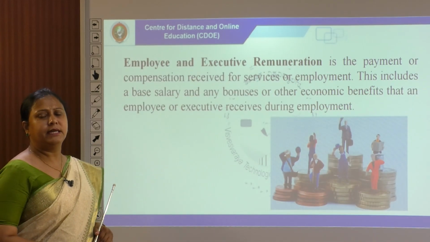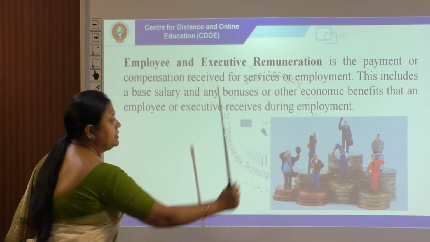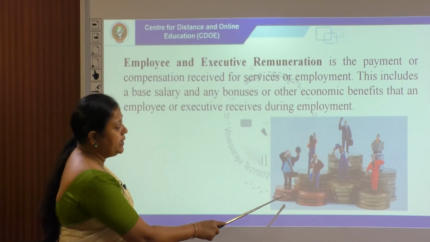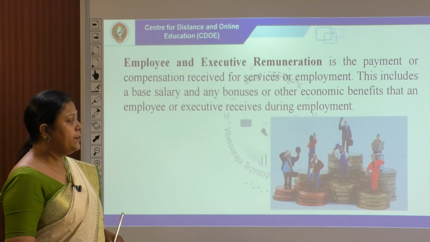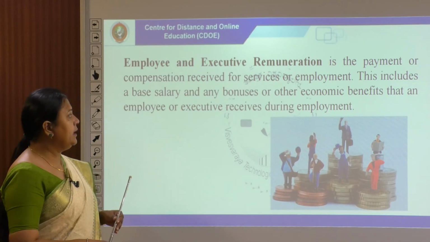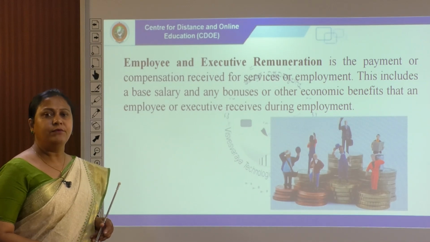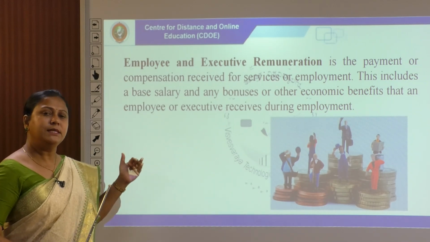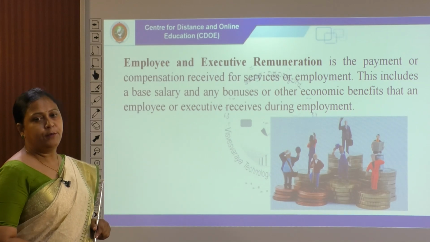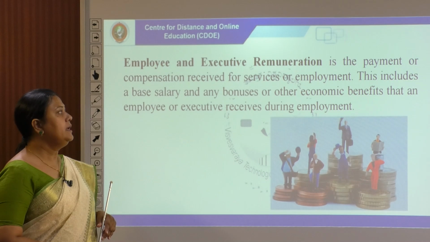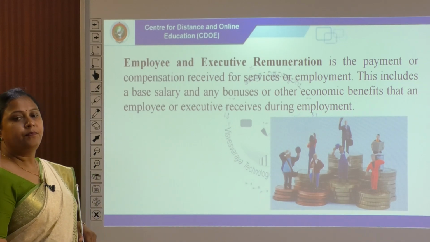Next is employee and executive remuneration. So, you could see the employees who have got a higher salary are very happy, and you could see in the image that people are trying to grow more and more to receive more salary, more and more remuneration. In order to get that, they will be working hard. What is employee and executive remuneration? Say it is the payment or compensation received for the services or employment. Whatever service you render, for that service you will be given a remuneration, and this includes a basic salary and any bonus or other economic benefits that an employee or executive receives during the employment.